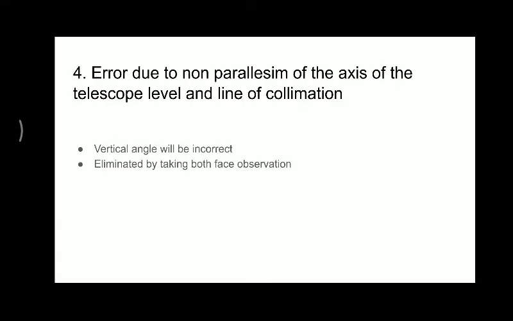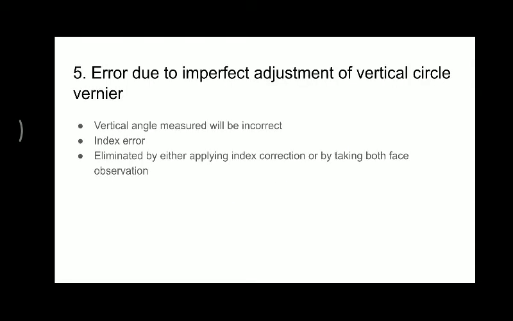Next error is error due to the non-parallelism of the axis of the telescope level and the line of collimation. In this case, the vertical angle will be incorrect. This error can be eliminated by taking both face observations.